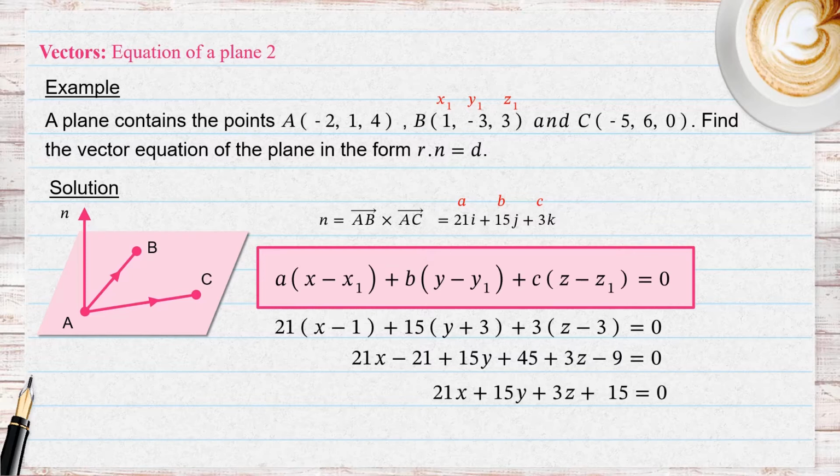So here we'll be having 21x plus 15y plus 3z, and for minus 21 plus 45 minus 9, we are going to get 15. So that's equal to 0. So we can have the equation of the plane in Cartesian form directly as 21x plus 15y plus 3z is equal to minus 15. And that's the equation of the plane in Cartesian form. So that's how else we could have done it. And that's it for this lesson.